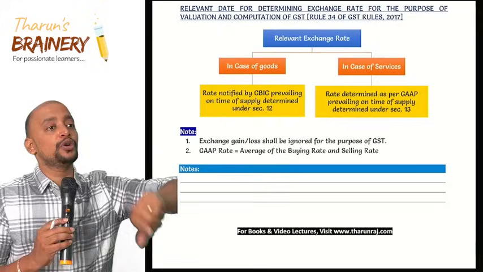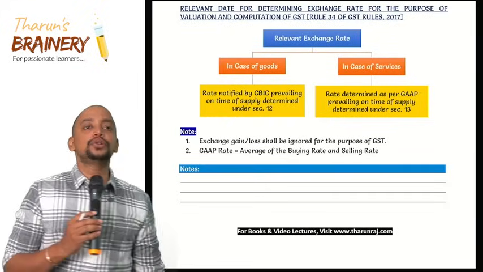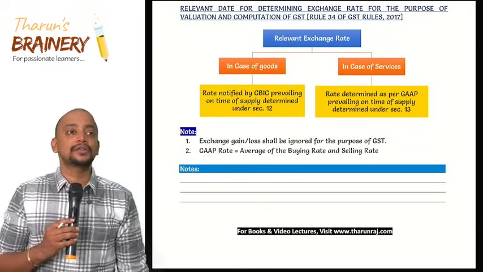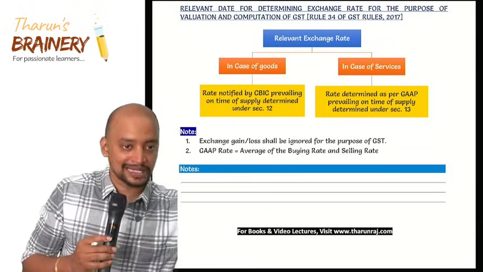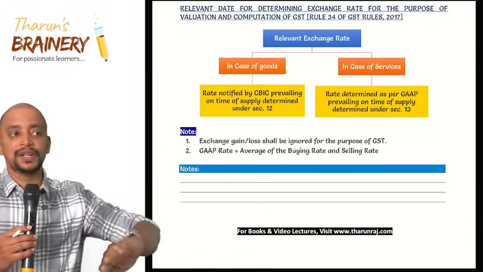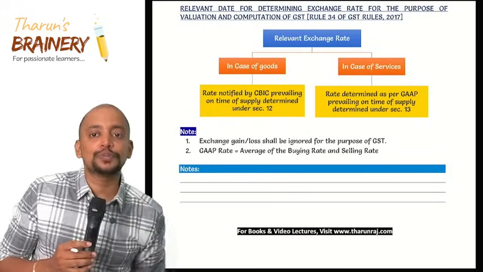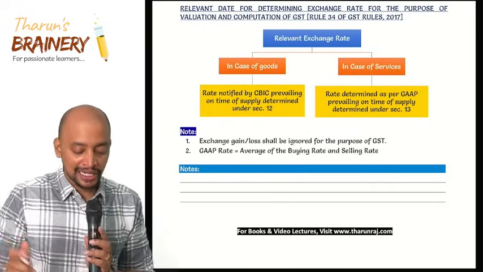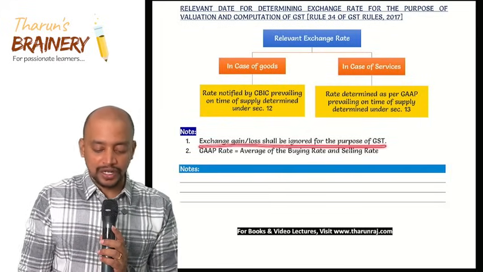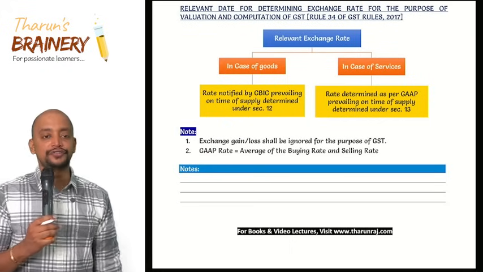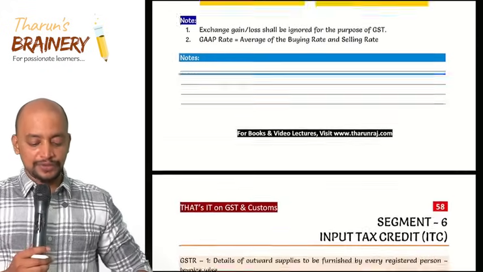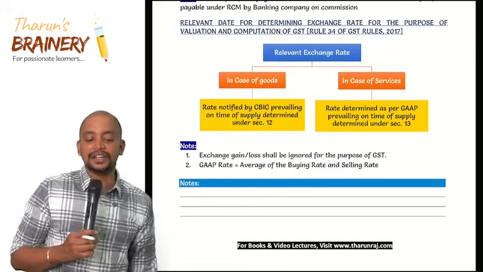Now, the actual amount may be different. For example, I took a transaction at $1 equals 83 rupees and I paid the GST. But actually it is 85 rupees per dollar. Now, on that extra 2 rupees, should I again pay any GST? No need. Ignore the exchange gain or loss. Exchange gain or loss shall be ignored for the purpose of GST. So with this, we completed fully the value of supply.